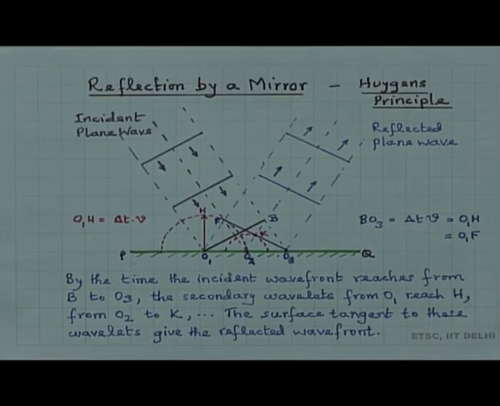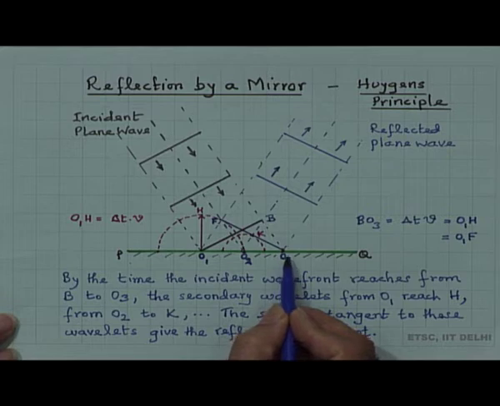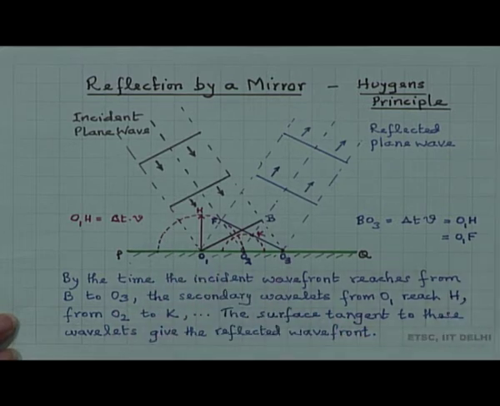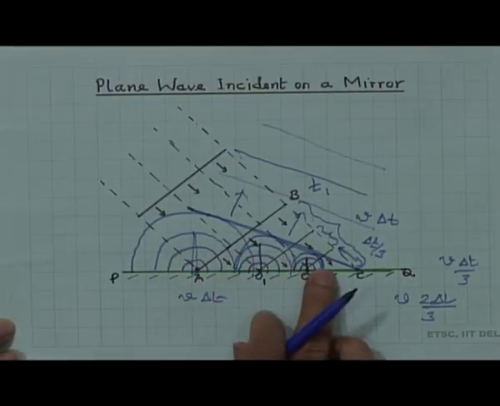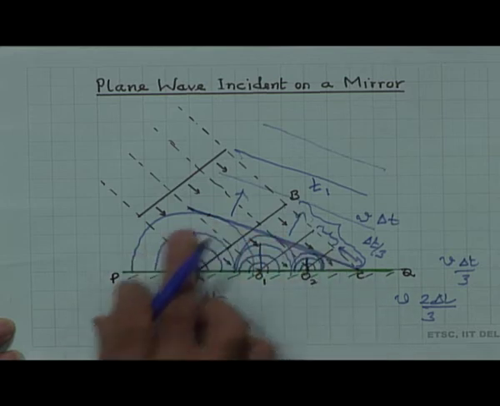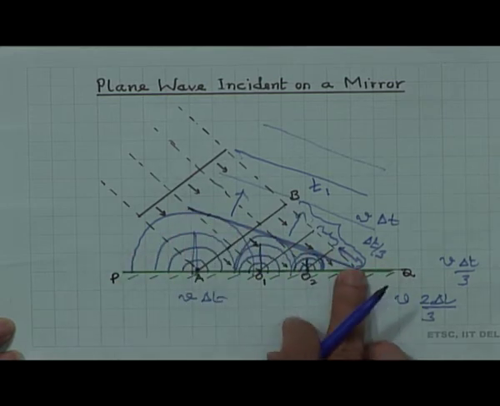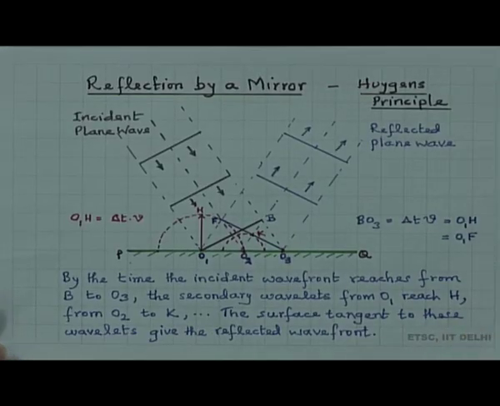Let me show you a pre-drawn figure here. We can see here that I have taken only 3 points. In the previous case I had taken 4 points, just to illustrate that there are so many wavefronts and the tangent to all the wavefronts would represent the wavefront after reflection. In this case here I have shown only 3 wavefronts, 3 points.